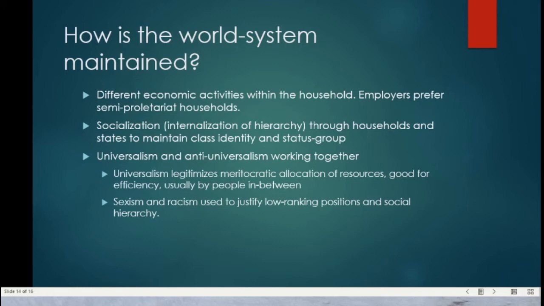But at the same time, this universalism actually coexists with sexism and racism, because there are always people in the low ranking positions who have very little opportunity to gain better wages or better lives, and they are at the bottom of the social hierarchy. And usually, sexism and racism are used to justify the positions of these people.